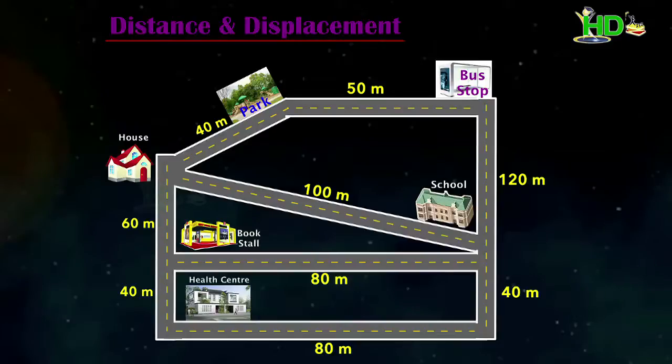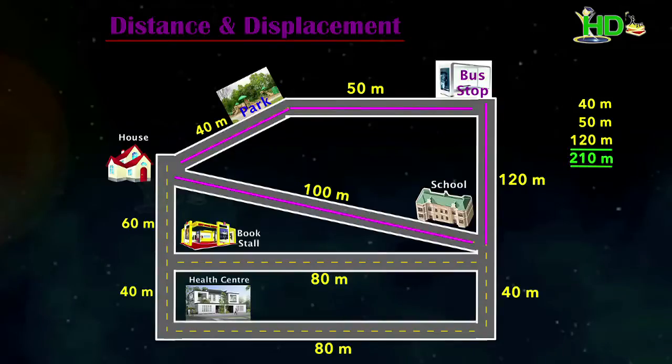If you want to go to school, you can go by any path. If you change your path, the distance changes. In this figure, if you select this path, that is house to park, park to bus stop, then to school, how much distance do you have to travel? 40 plus 50 plus 120. It is 210 meters. But the displacement is 100 meters only.